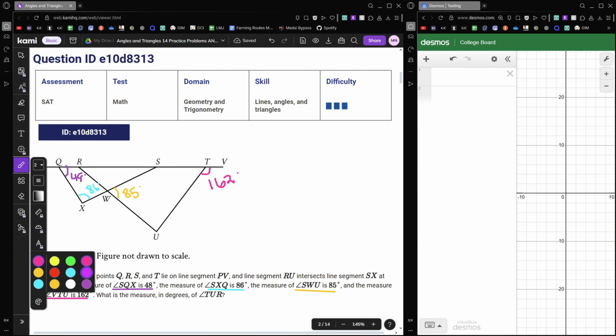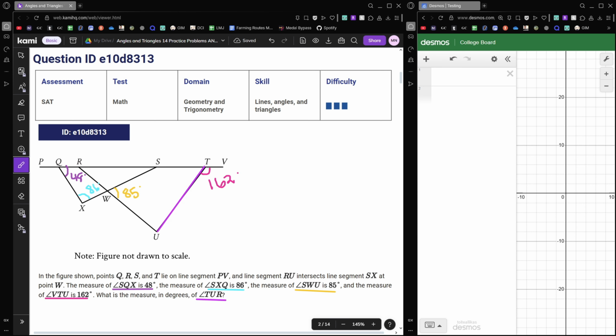What is the measure in degrees of angle TUR? So here's TUR. That means this angle is what we're trying to find. And we'll label this as U because here's the U. Now, first up, let's focus on this triangle here. Triangle SQX. So this one right here.